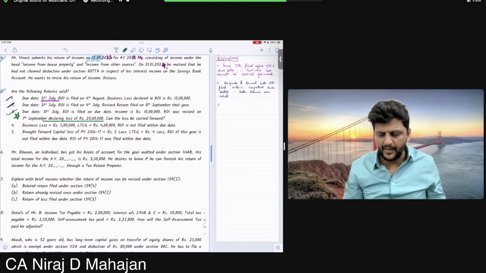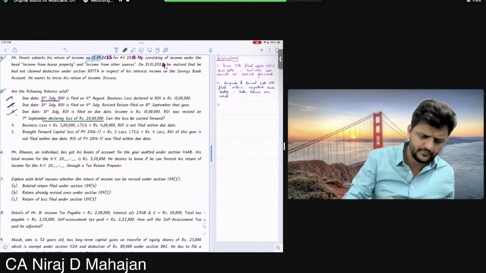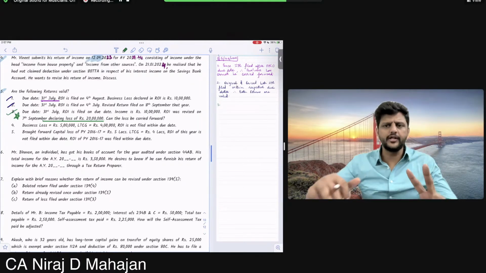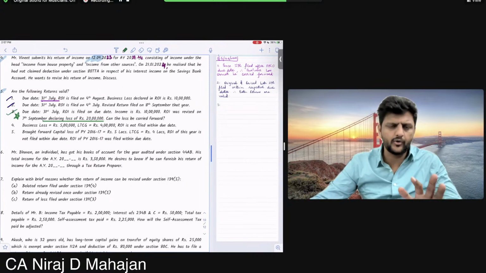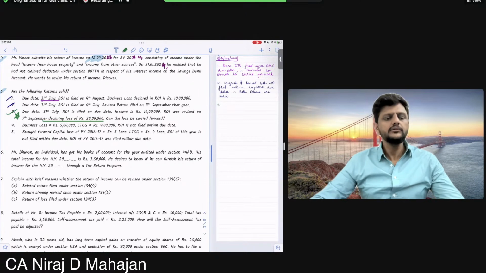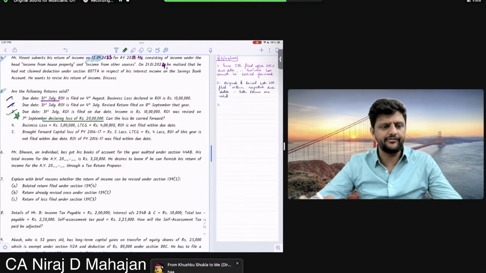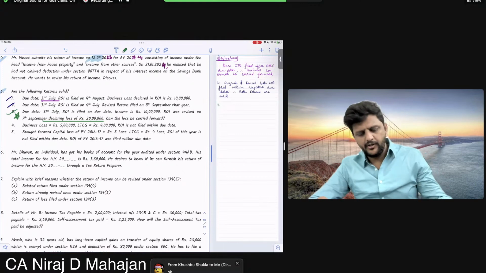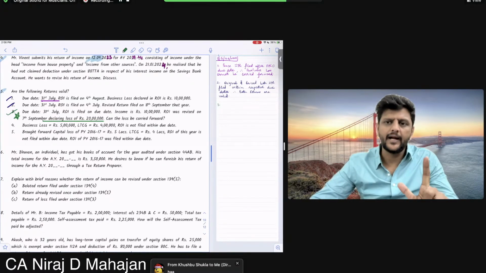First of all, practically speaking, pay attention. There are two returns filed, original and revised. In the original return you have shown income of 10 lakhs, and in the revised return you are showing a loss of 20 lakhs. Yes or no? The one thing which will definitely happen practically is you will get an income tax notice. This happens. It is quite practical. Because you are showing lower income, they are not happy. Clear till here?